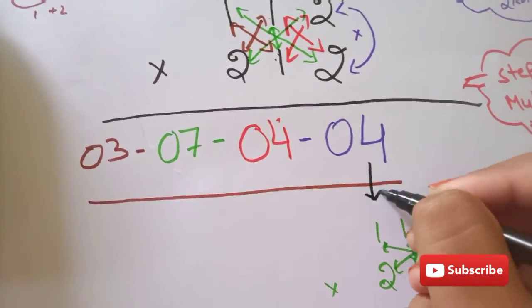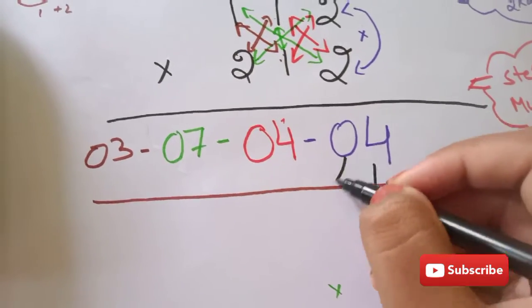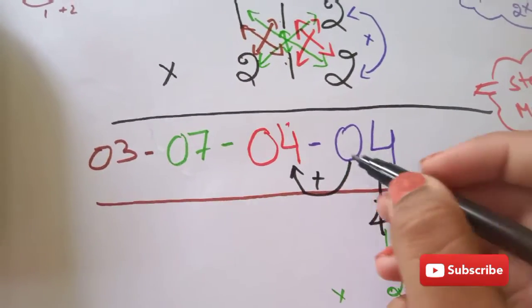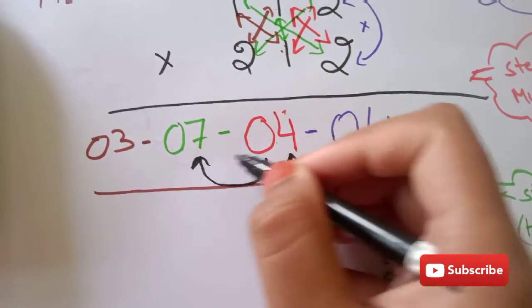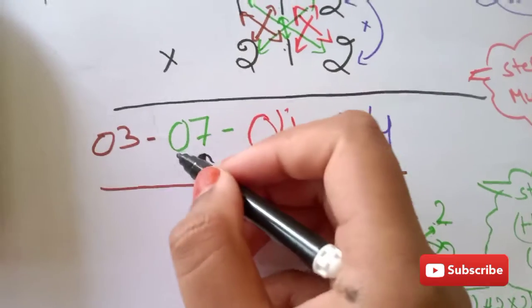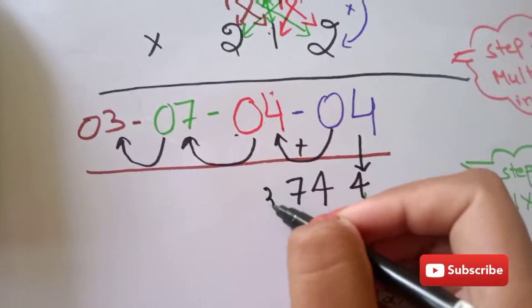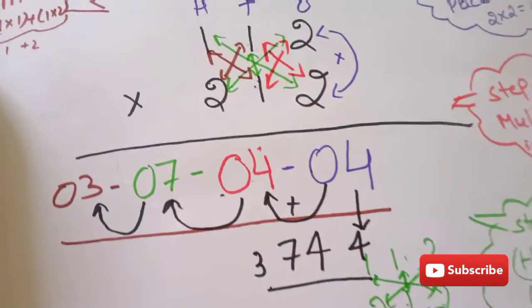Okay, let's count. We have to write the ones place as it is and we have to add the others. 0 plus 4, that equals 4. 0 plus 7, that equals 7. 0 plus 3, that equals 3. But wait, we have forgotten something.